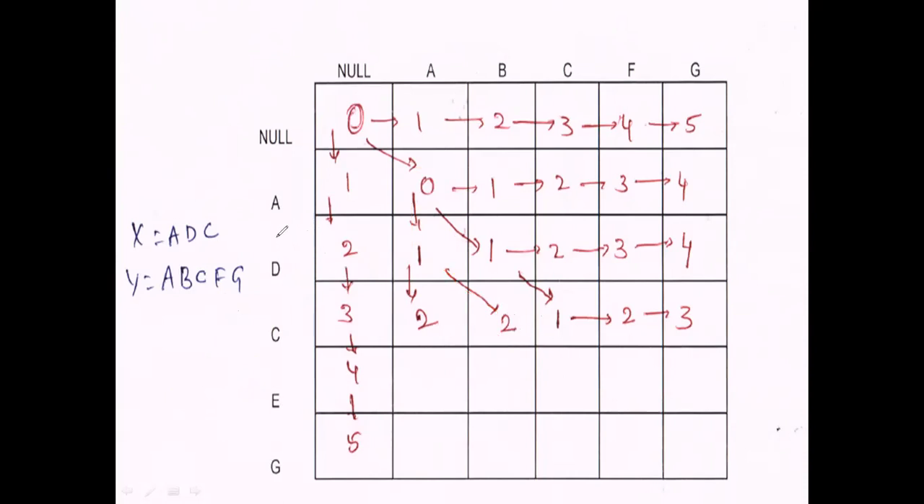Next one, the total number of operations required for ADC converted into ABC. Suppose here R not equal to C, R equal to C. R equal to C means we are just using the diagonal value, the minimum diagonal value, which is 1. If R equal to C, means C equal to C, use diagonal value 1. That represents only one inserting operation. That means ADC converted into ABC, only one replace operation, D replaced with B.